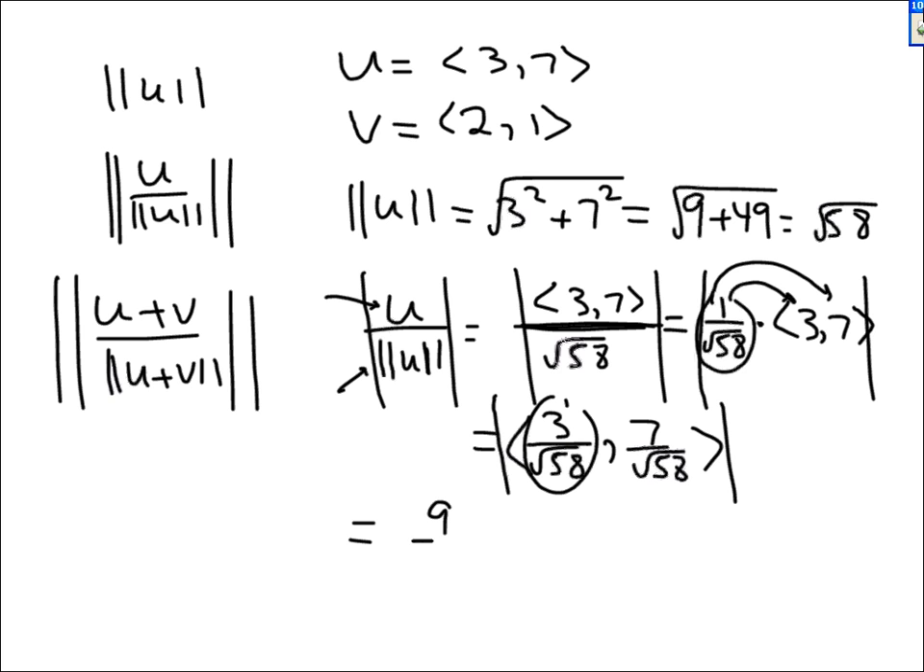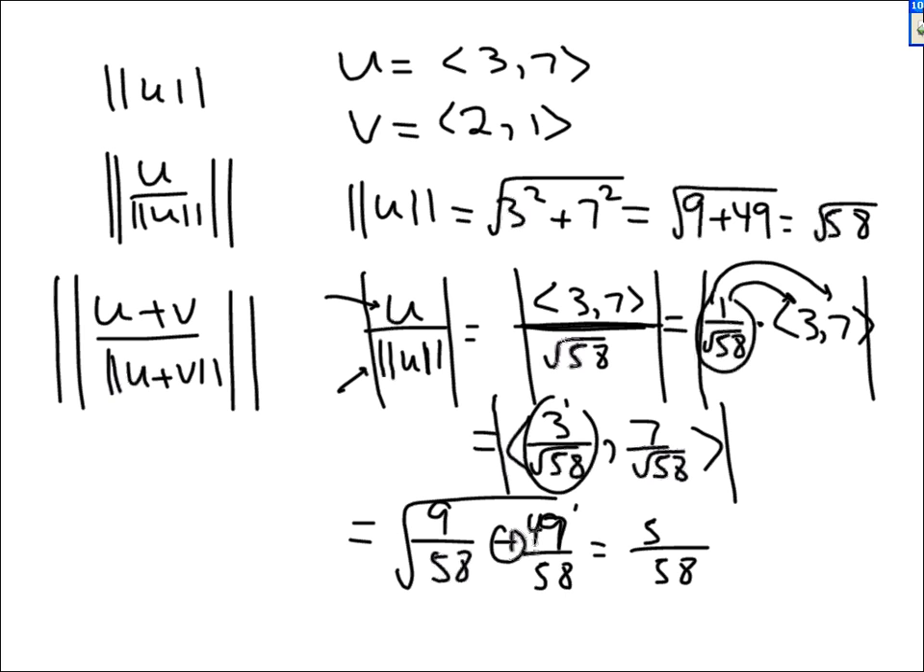3 squared divided by the square root of 58 squared, which is 58, plus 7 squared, which is 49, divided by the square root of 58 squared, which is 58. Square root of that. We're adding, the denominators are the same, keep them the same, add the tops. And that fraction is 1. The square root of 1 is 1.